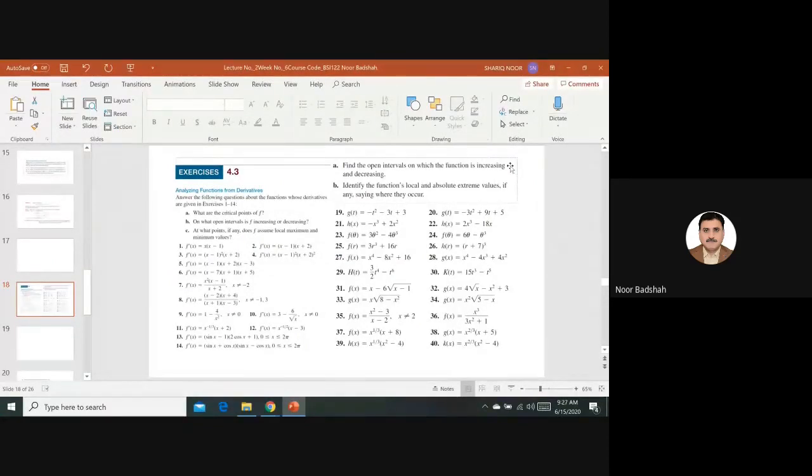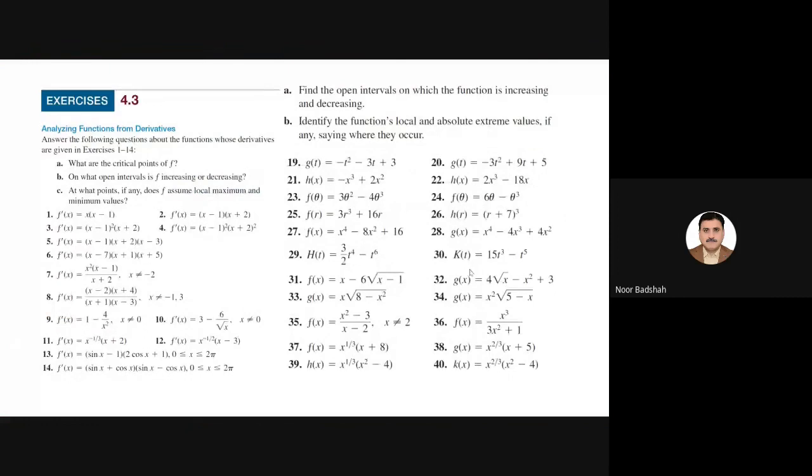In question 19 to question 40, again the same thing: find the open intervals on which the function is increasing and decreasing, and then identify the function's local and absolute extreme values in this case, if any, and say where they occur. Now functions are given in this case. In the previous case, derivatives were given, but now we are given functions.